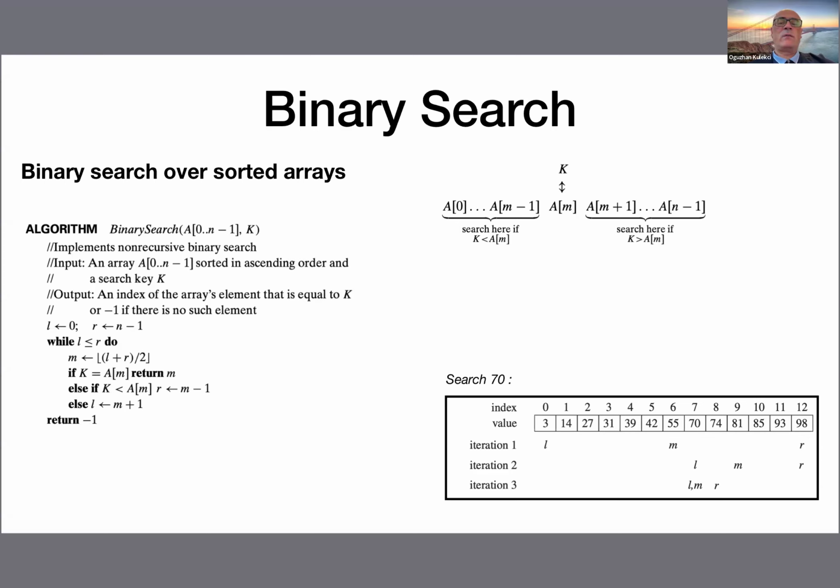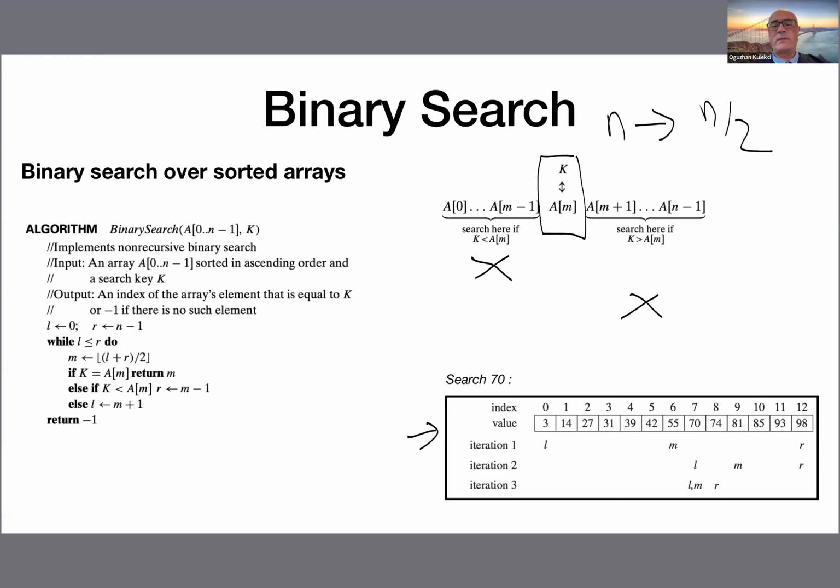The moral of the story is, once I check the middle element, I get rid of half of the sequence. You either neglect this part or that part. That leaves the problem size of n to be n over 2. This is binary search.